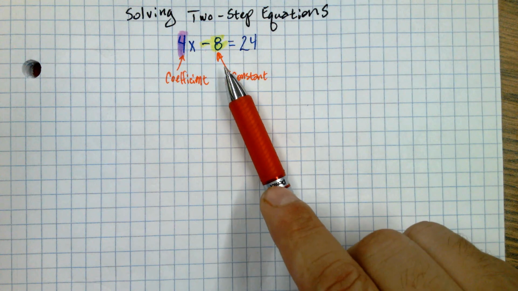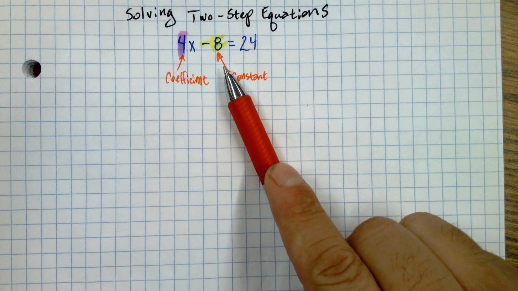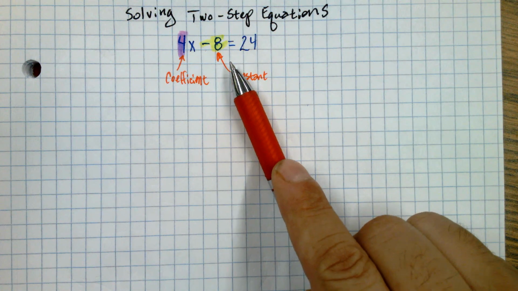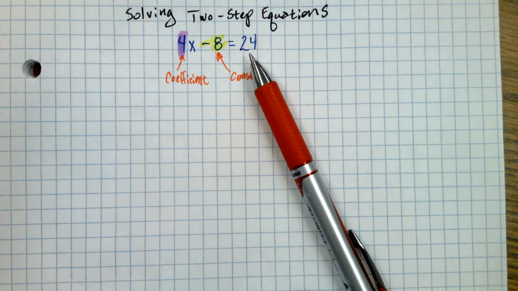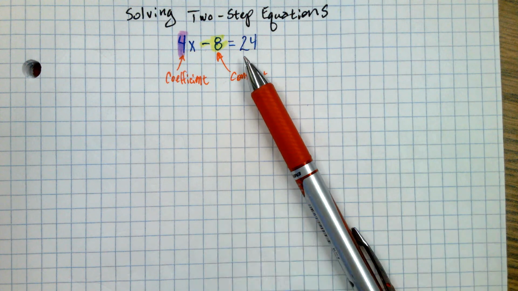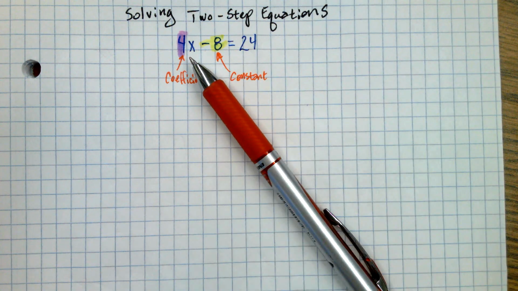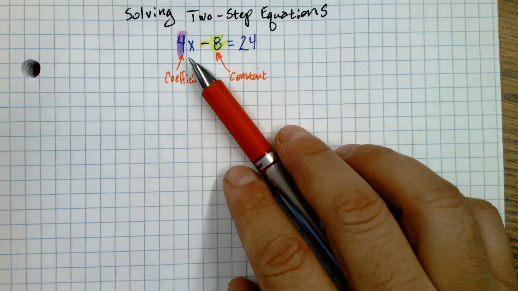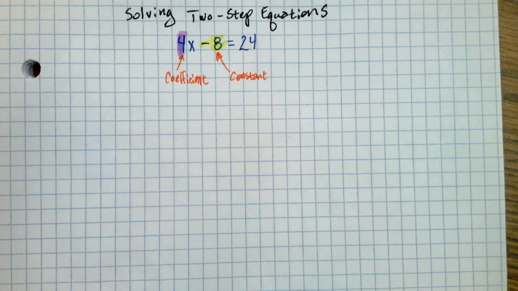Why do you think we call this a constant? Constant stays the same all the time. Any thoughts as to why? Billy? Because it's just a whole number. It doesn't have any exponents or variables attached to it. Yeah. It's just a whole number that's being added or subtracted. And so it's constant. Whereas here, because of the variable, it varies, the coefficient. Okay?